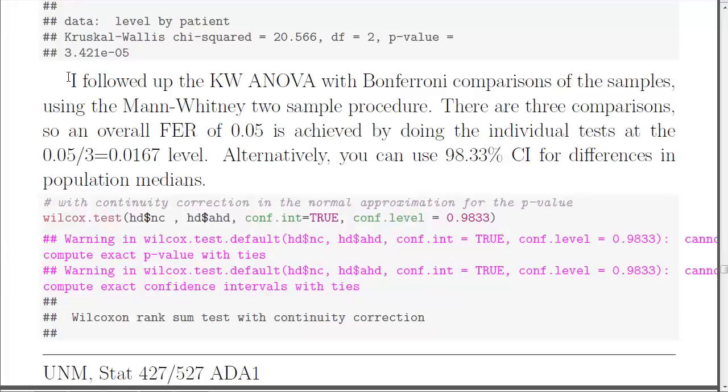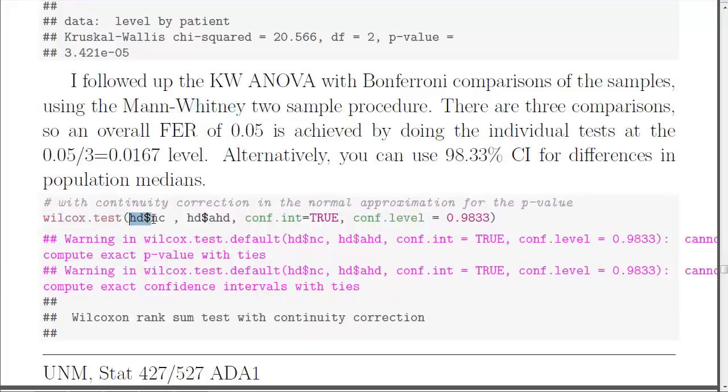In this case, our Kruskal-Wallis assumption is that our populations have the same shape of distribution, and when we reject the null that the medians are equal, then we have a follow-up two-sample test. The two-sample test we're going to use is the Wilcoxon-Mann-Whitney test, which also assumes that pairs of populations have the same distribution. And so our pairwise two-sample tests are the Wilcox test.